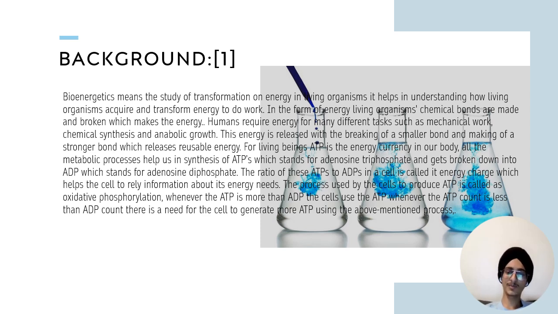The ratio of these ATPs to ADPs in a cell is called its energy charge, which helps the cell to relay information about its energy needs. The process used by cells to produce ATP is called oxidative phosphorylation. Whenever the ATP is more than ADP, the cells use ATP. Whenever the ATP count is less than the ADP count, there is a need for the cell to generate more ATP using the above mentioned process.